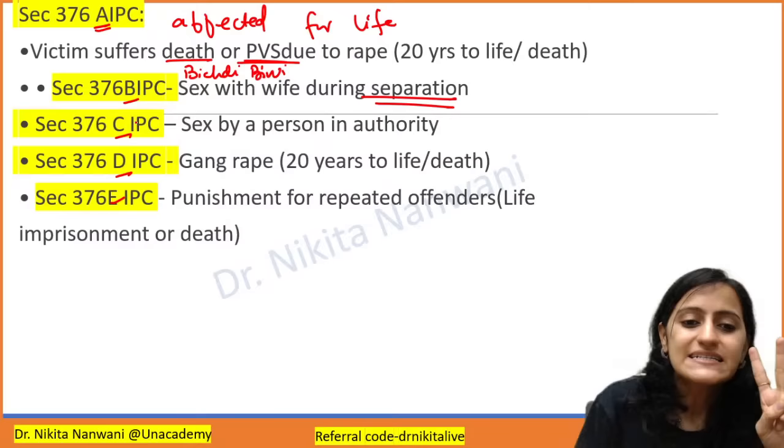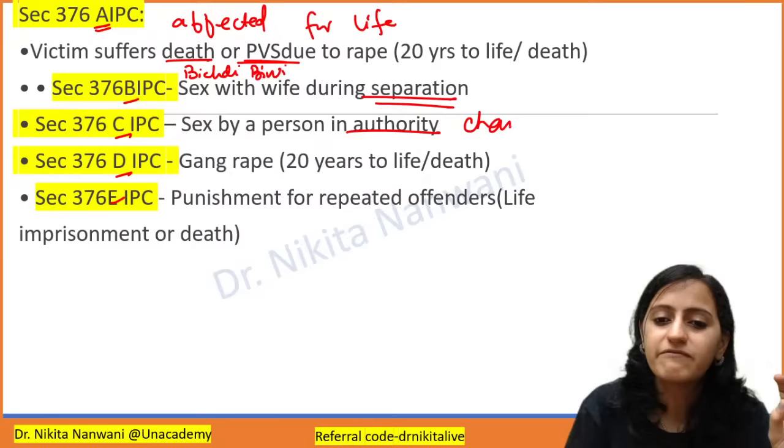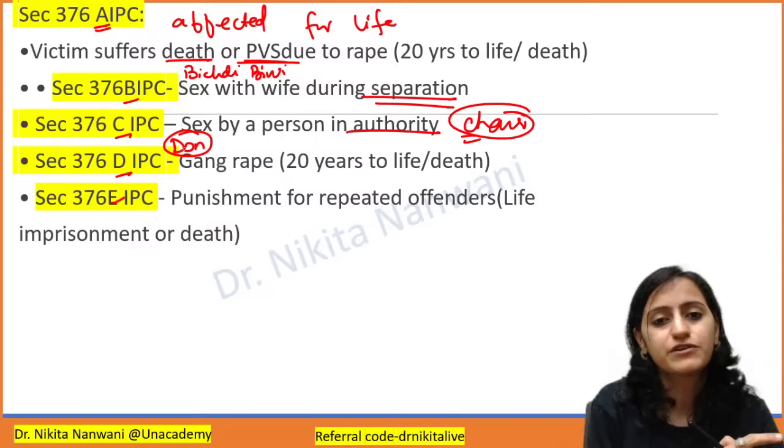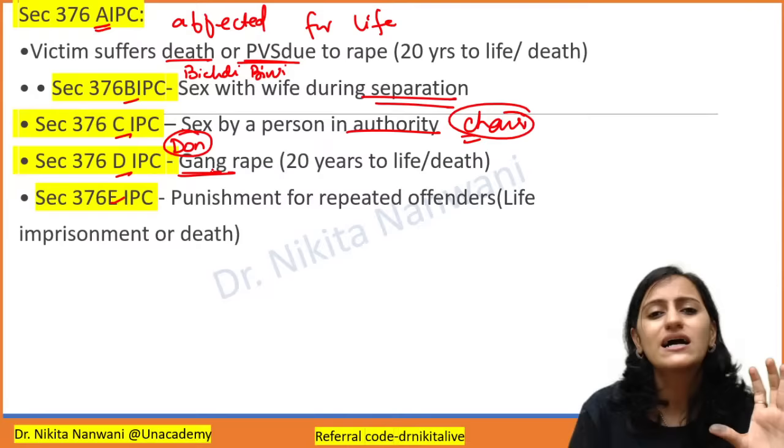C is sex by a person in authority. Matlab someone who's in chair. Right? We say agar kursi pe koi hai, kisi ke paas authority hai. Chair matlab C, that is authority wala. D matlab again D for don. Like we have 354D stalking, don wala. Yahan pe don matlab don ka gang hota hai. Gang rape is 376D.